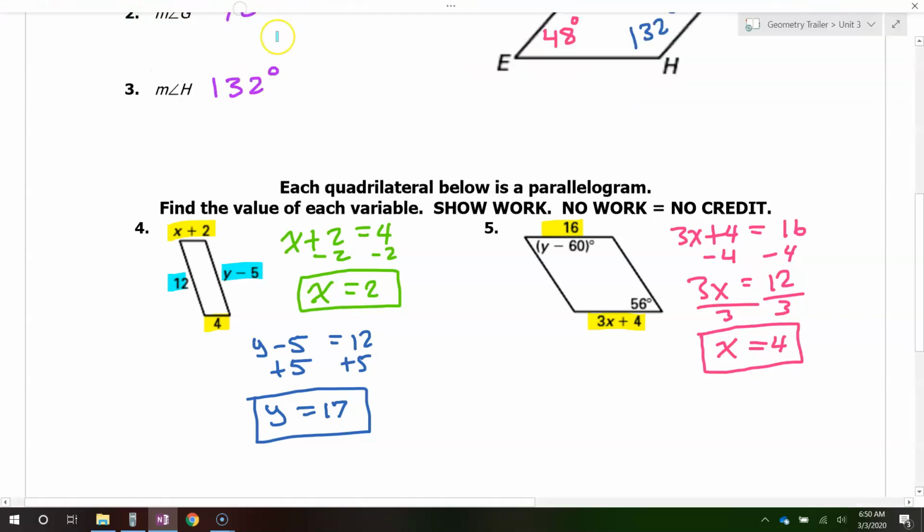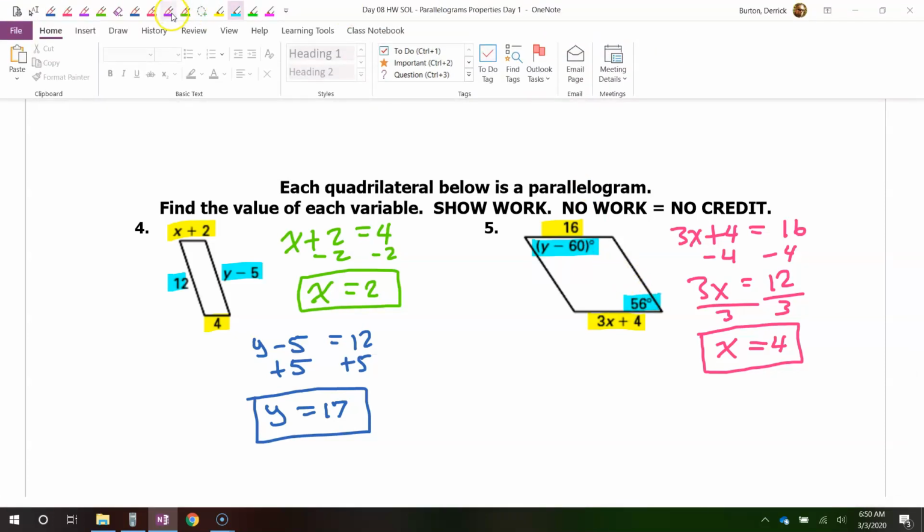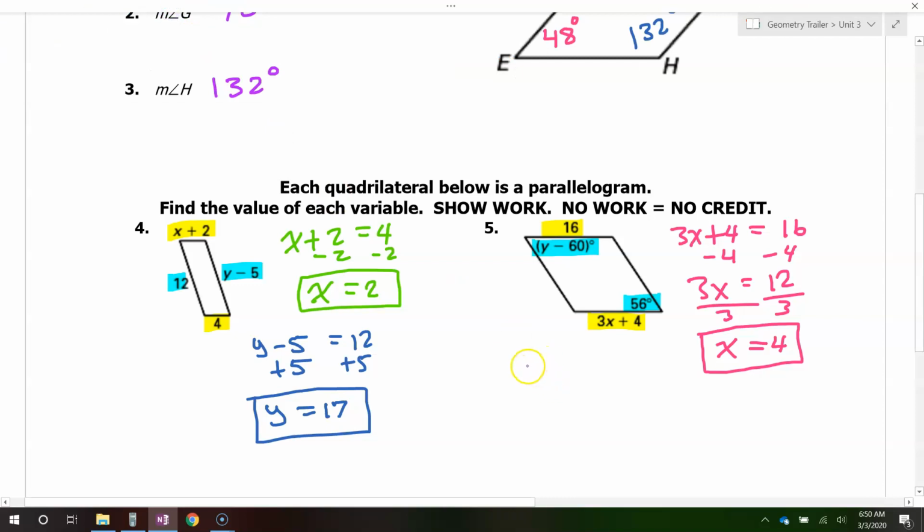In the same way, we know that opposite angles are congruent. So these should be equal. So that's going to tell me that y minus 60 is equal to 56. So if I add 60 to both sides, okay, that's going to give me 116.